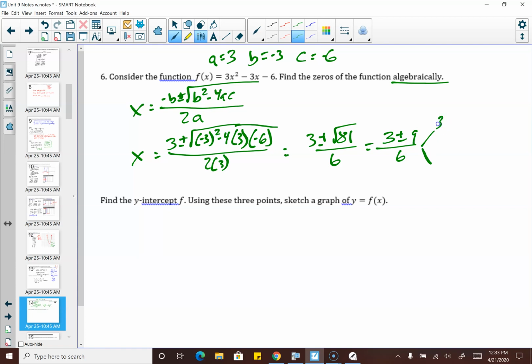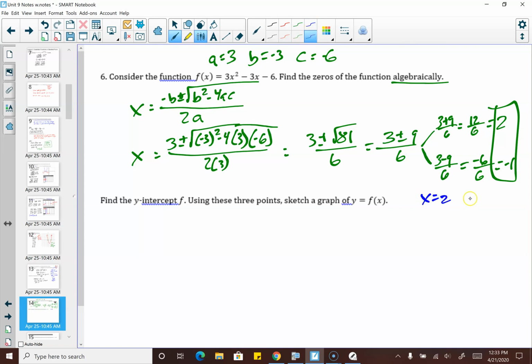And now we're going to split. 3 plus 9 over 6. 3 plus 9 is 12. 12 divided by 6 is 2. Then we get 3 minus 9 over 6. 3 minus 9 is -6. -6 divided by 6 is -1. Okay? So we know that our zeros are x equals 2 and x equals -1. All right? And we're going to hold on to that piece for the bottom part of this question.